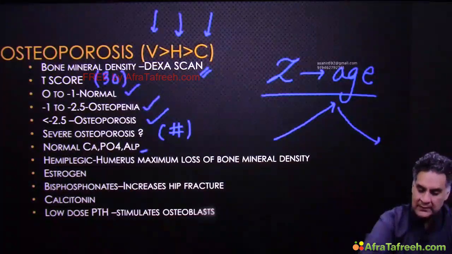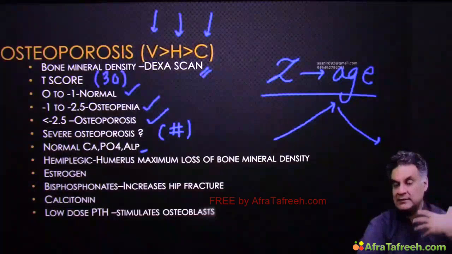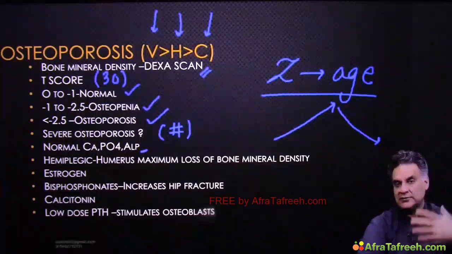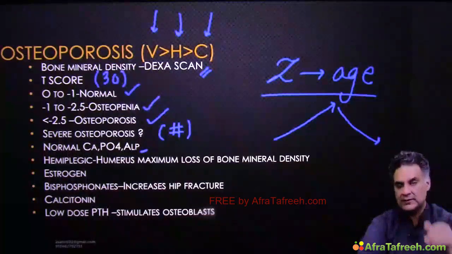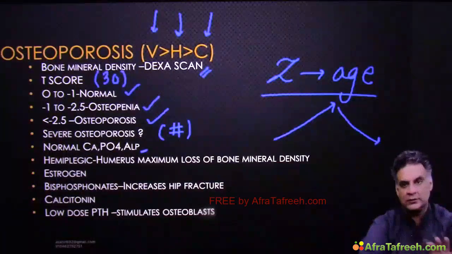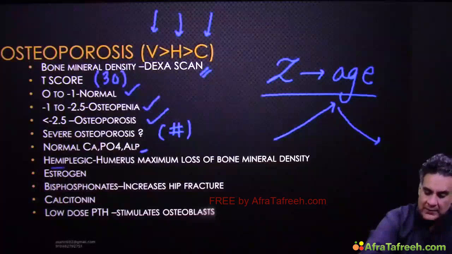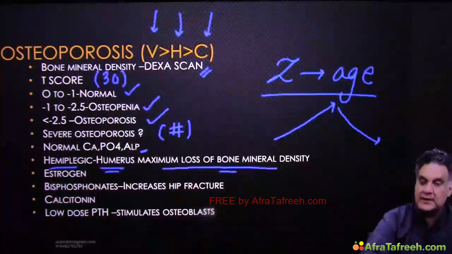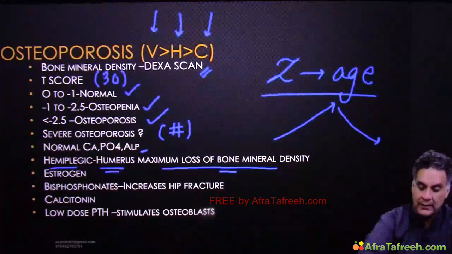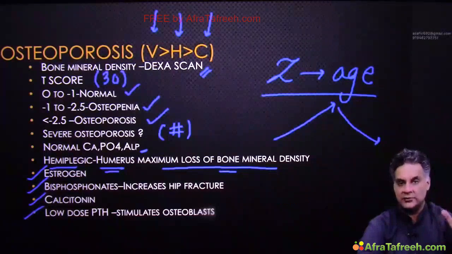Normal blood parameters. Remember, activity builds up the bone. Exercise builds up the bone because it triggers the osteoblastic activity. Inactivity resorbs the bone. So if there's a hemiplegia, you will lose the bone more in the upper limb than the lower limb. That's why in a hemiplegic patient, the humerus has the maximum loss of bone mineral density, followed by estrogen, bisphosphonates, calcitonin, and PTH. These are the drugs which are used.